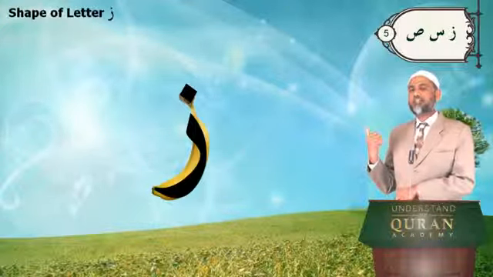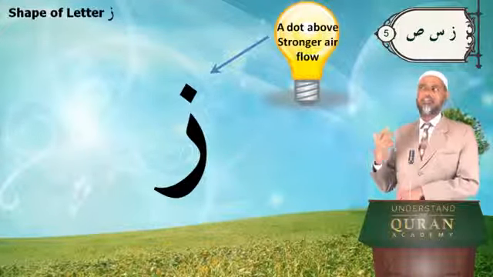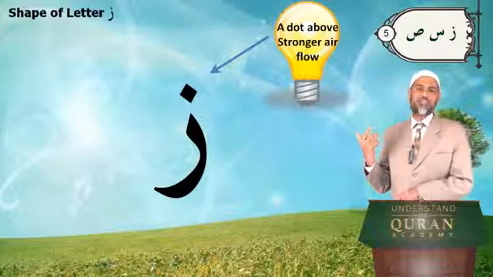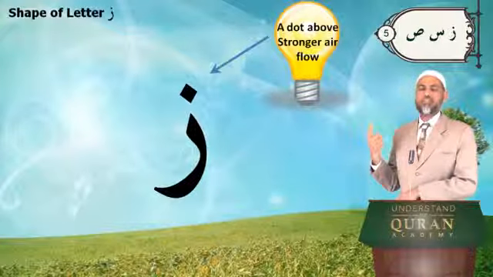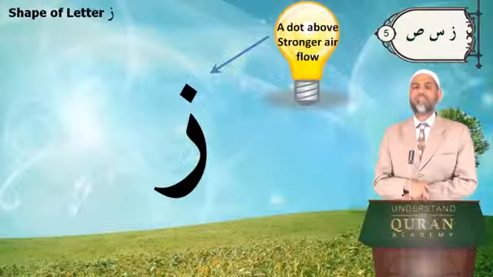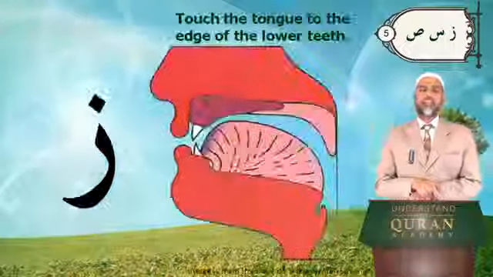Okay? And remember, dot in Arabic letters, that's a very smart part of the design of Arabic letters, mashallah. Those who designed the Arabic letters had beautiful ideas. So the dot above represents stronger airflow. Zzz, zzz. Okay? And how do you say za?